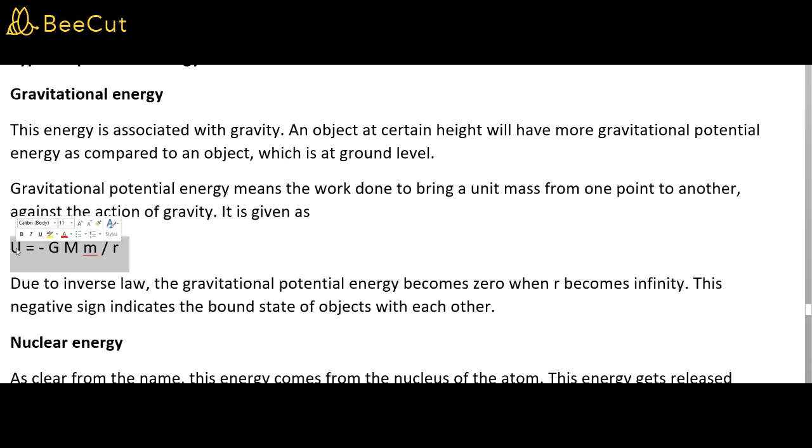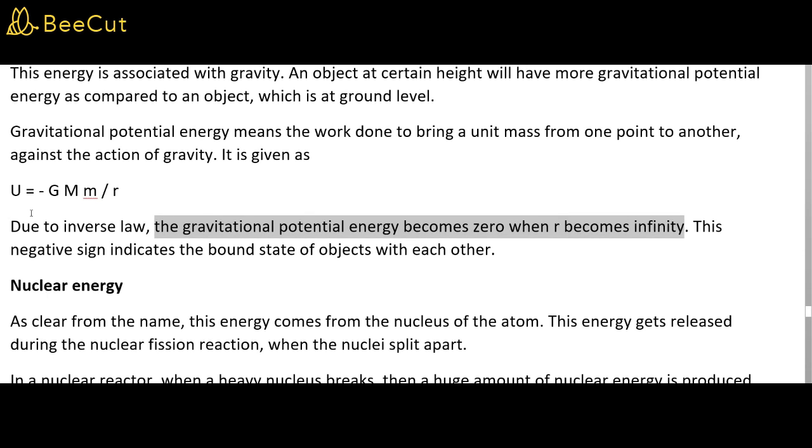This potential energy is given as U is equal to minus G M m by r. Here, M is the mass of the object, Earth, G is the gravitational constant, m is the mass of that object, and r is the distance between these two masses. The gravitational potential energy becomes zero when r is infinity. Since it's a fraction, when r is infinity, U becomes 0, and if r is 0, then U will become infinity.